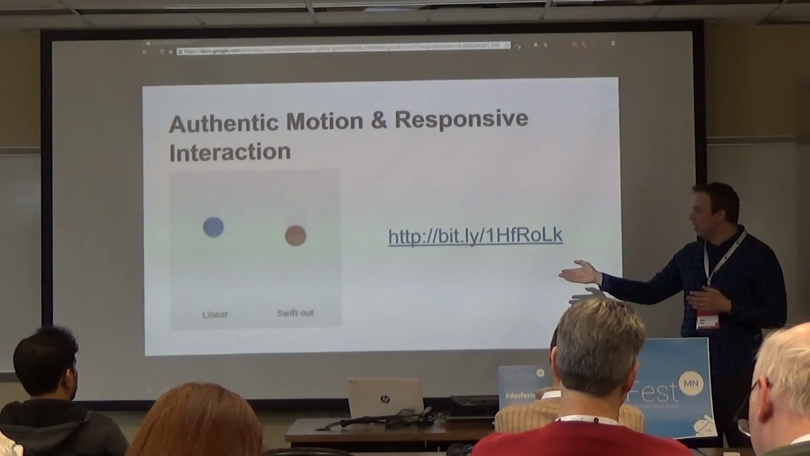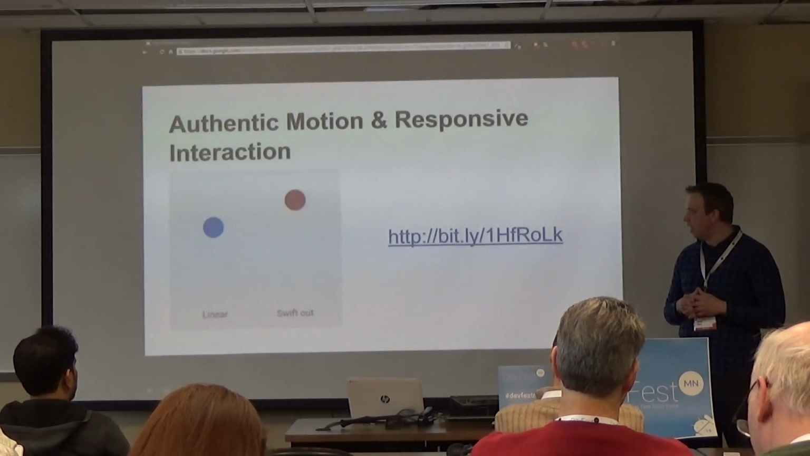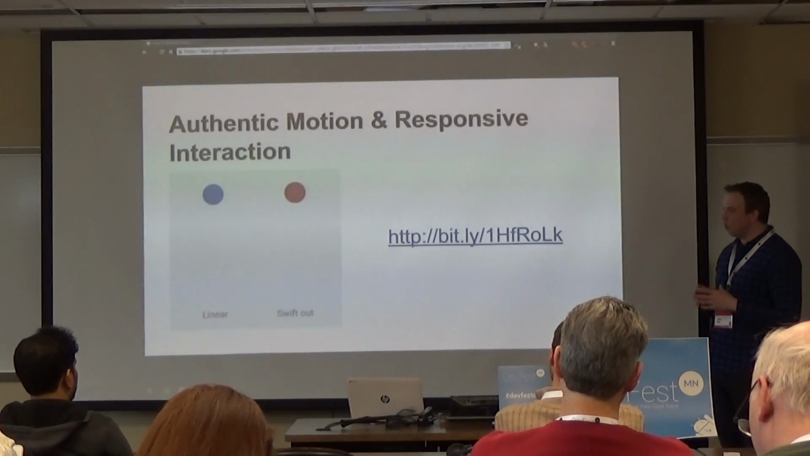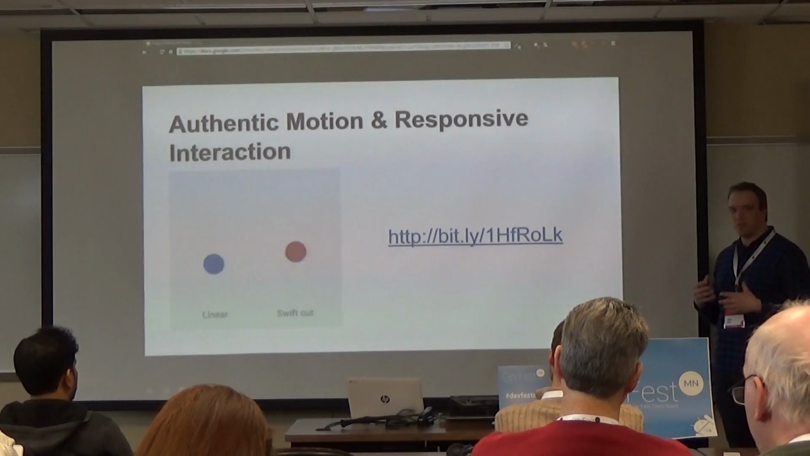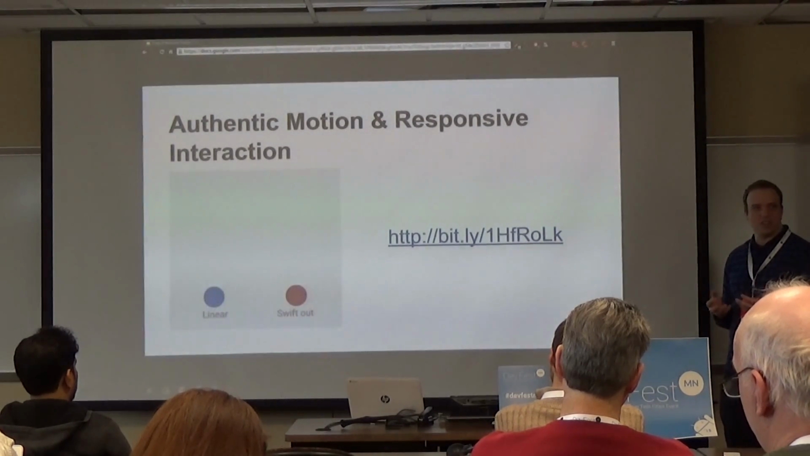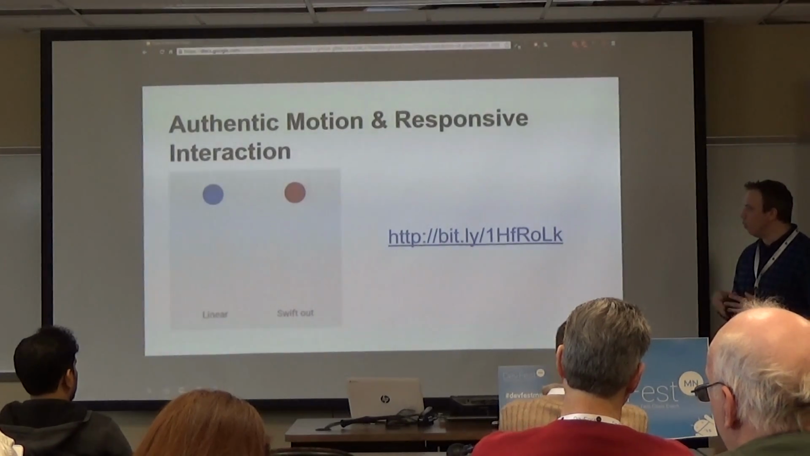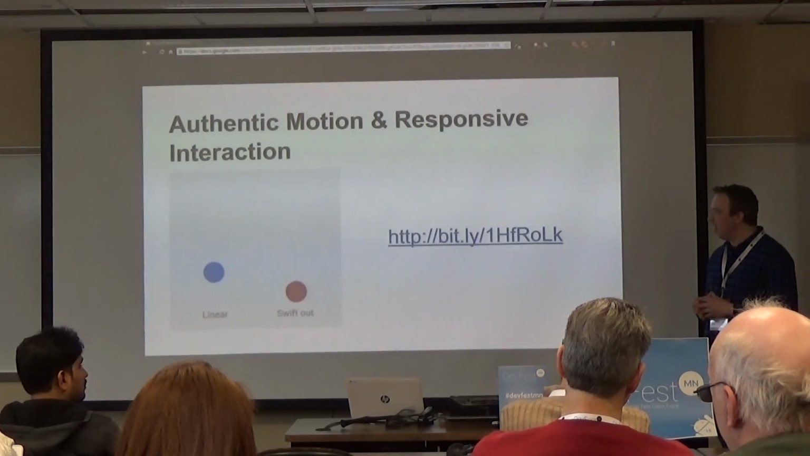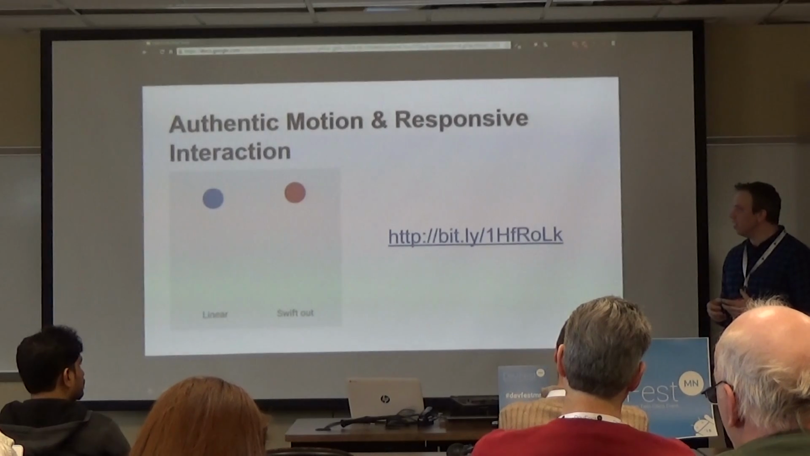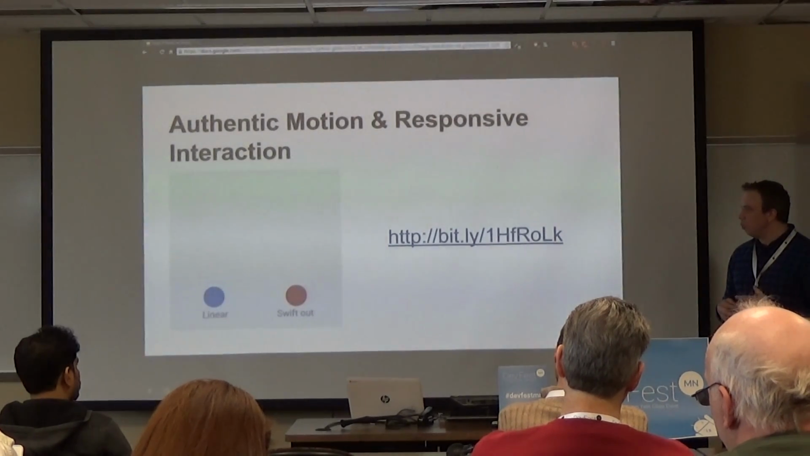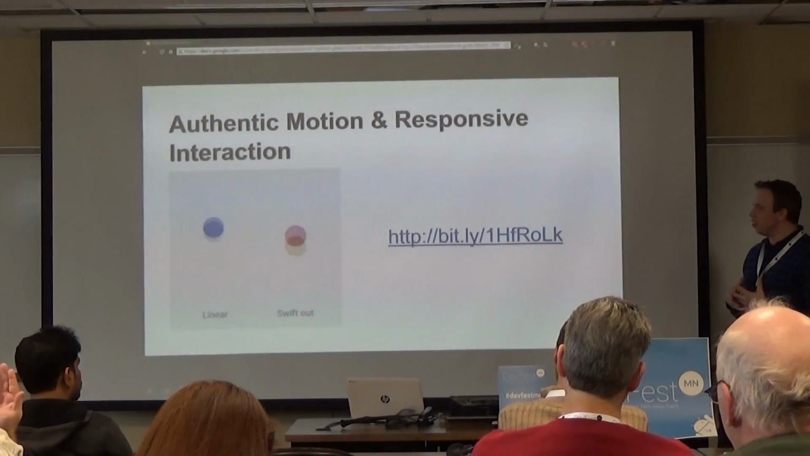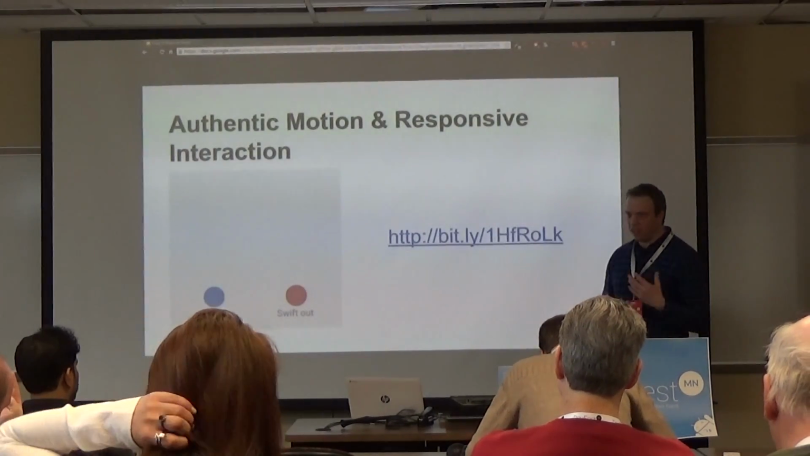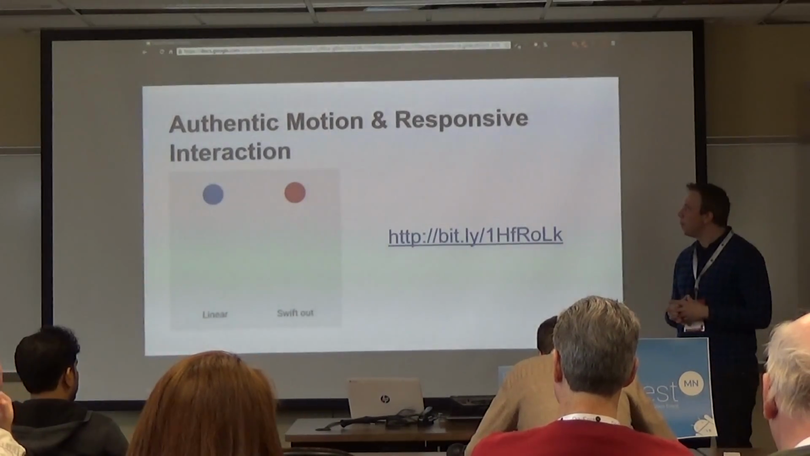If you look here in this GIF, you can see that the ball on one side is moving at a linear rate from the beginning to end. This feels mechanical. It doesn't feel like something that's naturally occurring in the world. The one on the right is easing in and out. This feels more natural, and when you're developing animations, you want to make sure that you're implementing proper easing of those animations to give it the feel of authentic motion.